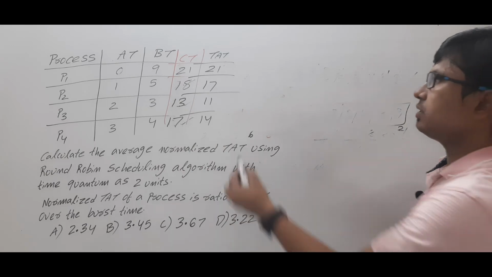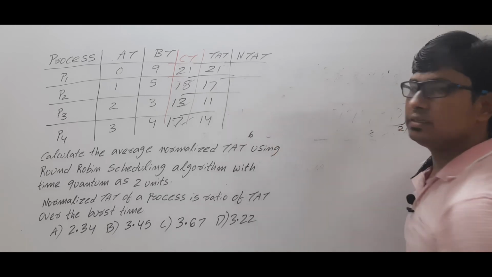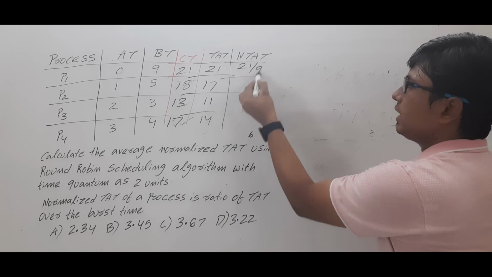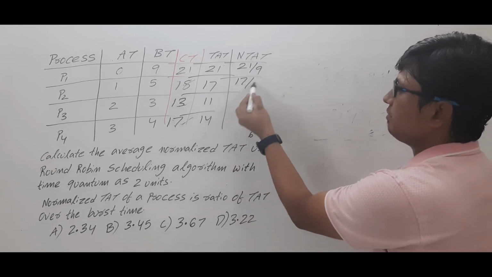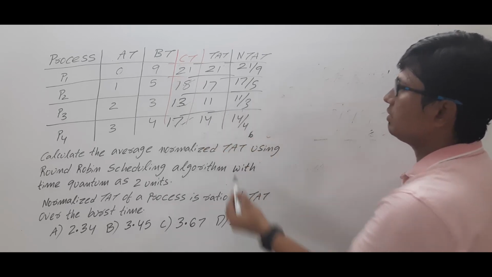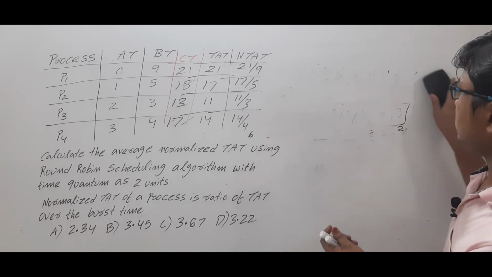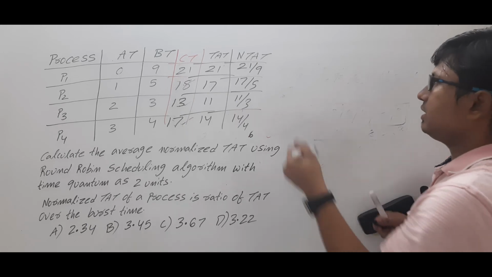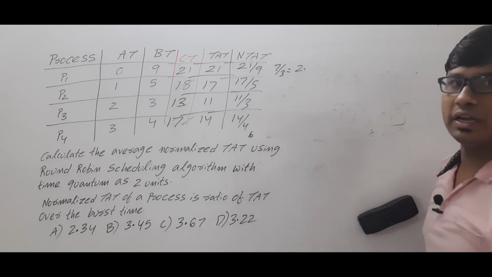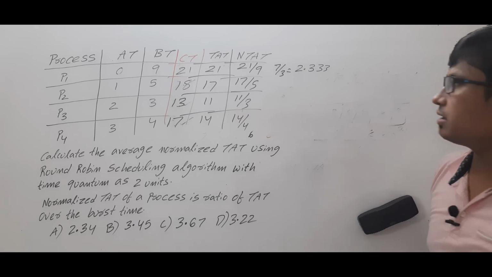Now we need to compute the normalized turnaround time. Normalized turnaround time is turnaround time by burst time, which is 21 by 9, 17 by 5, 11 by 3, 14 by 4. Now let me compute these values. 21 by 9 is 7 by 3, which is 2.333 something. Is it clear? Are you able to understand?